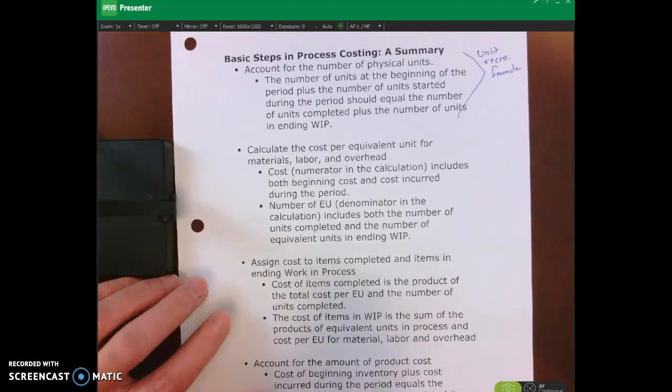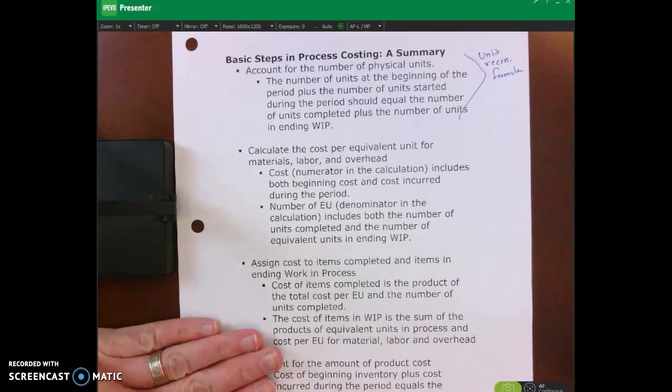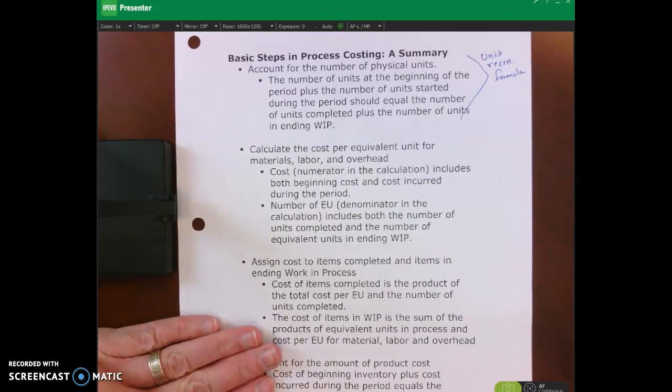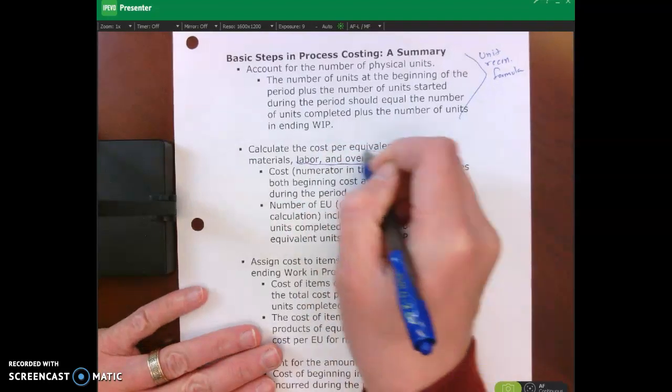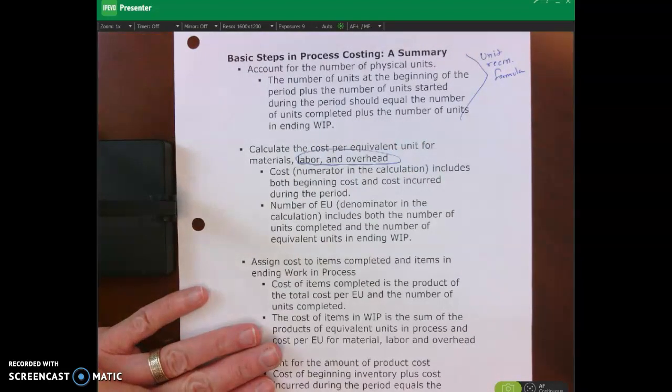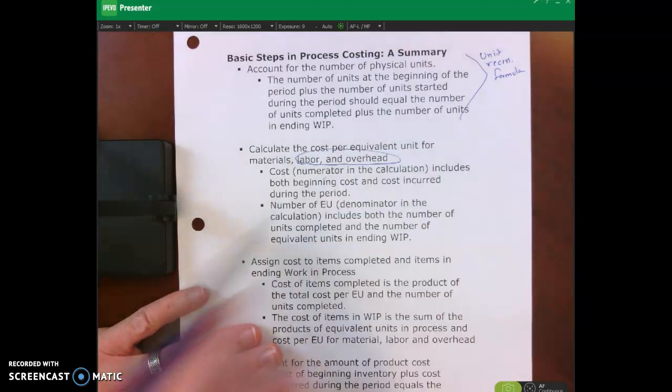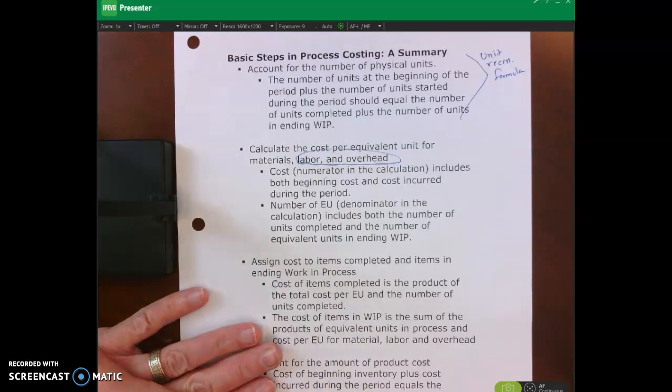The next step will be to go through and calculate the cost per equivalent unit for materials, labor, and overhead. Remember, those last two added together is conversion. The way that we calculate the cost per unit, or the average cost per unit, cost per equivalent unit, all the same thing, is we take our cost in beginning WIP plus additional costs incurred divided by the units completed plus the equivalent full units in ending WIP.